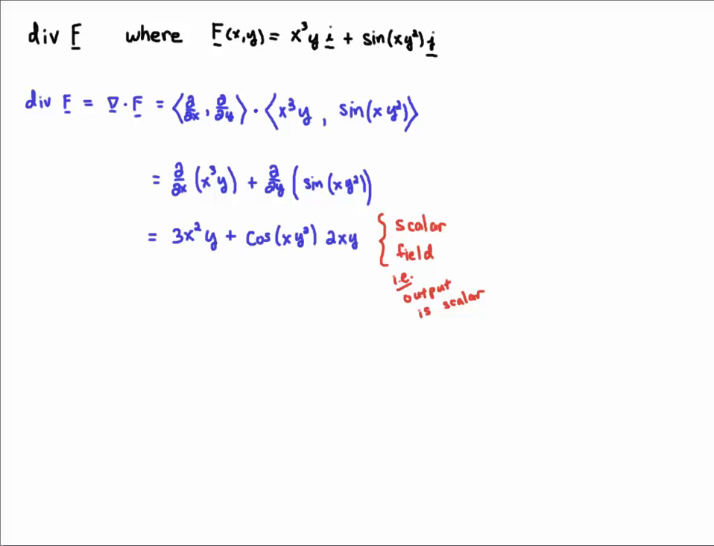Recall that that is a scalar field. In other words, any values I put in for x and y, you're just going to end up multiplying those and you get a number. You get a scalar. So we call it a scalar field because the output is a scalar.